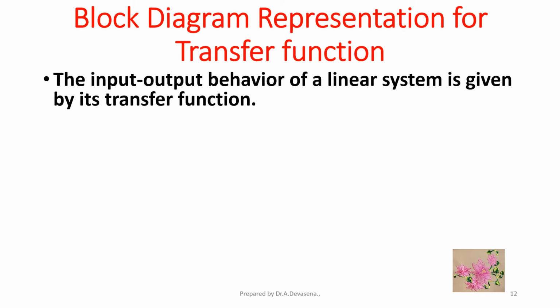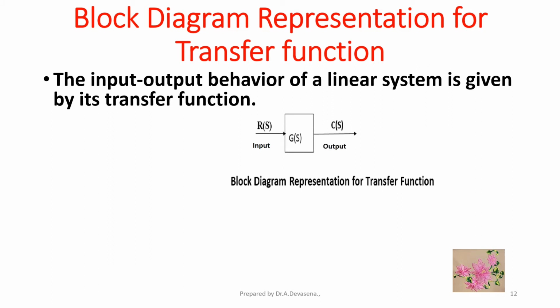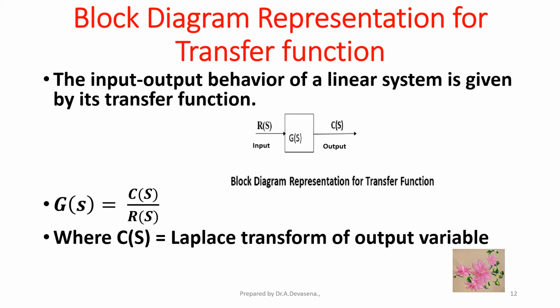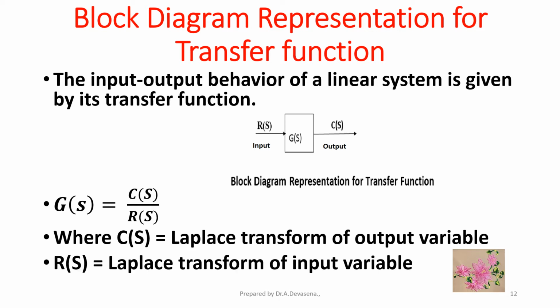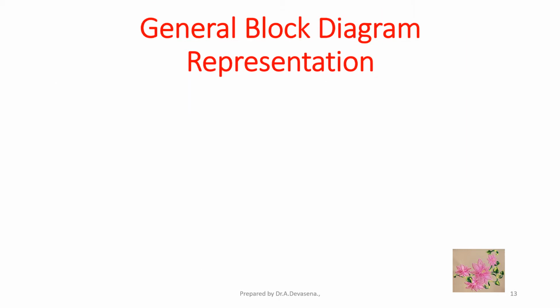The input-output behavior of a linear system is given by its transfer function. This is the representation for a block. R of s is the input, C of s is the output. The transfer function is represented as G of s is equal to C of s by R of s, where C of s is the Laplace transform of the output variable and R of s is the Laplace transform of the input variable.